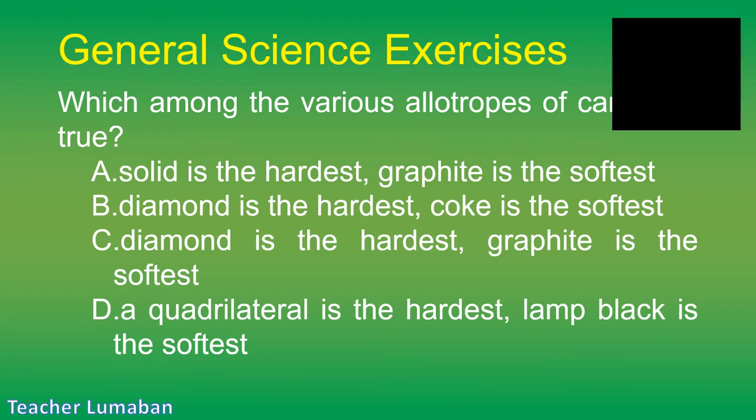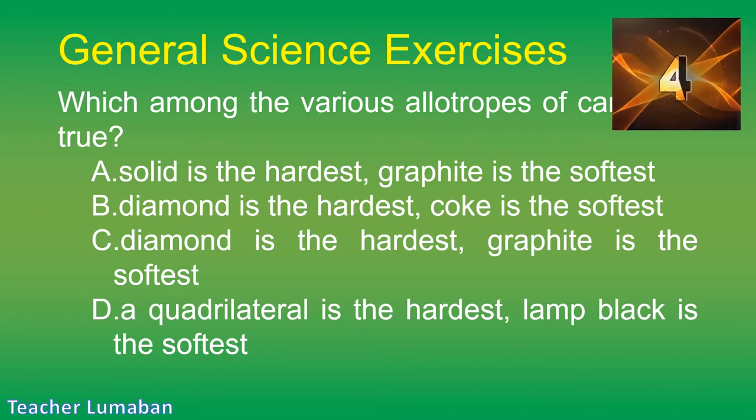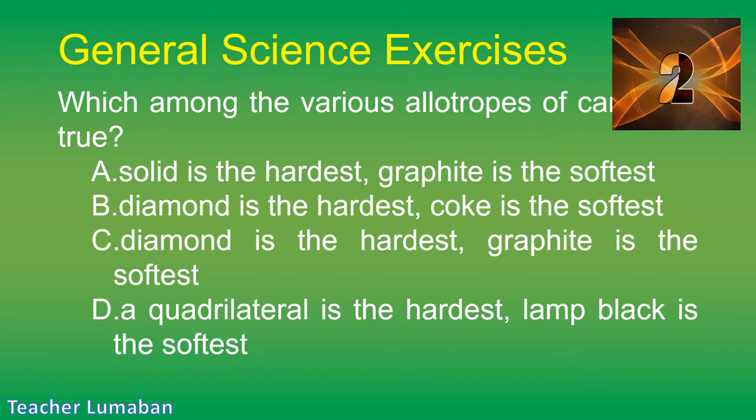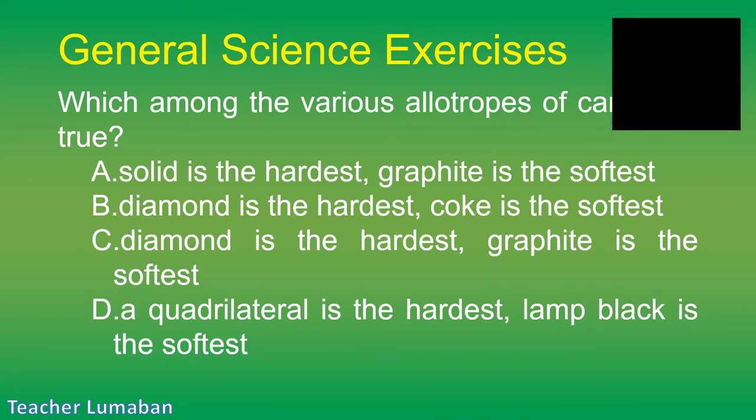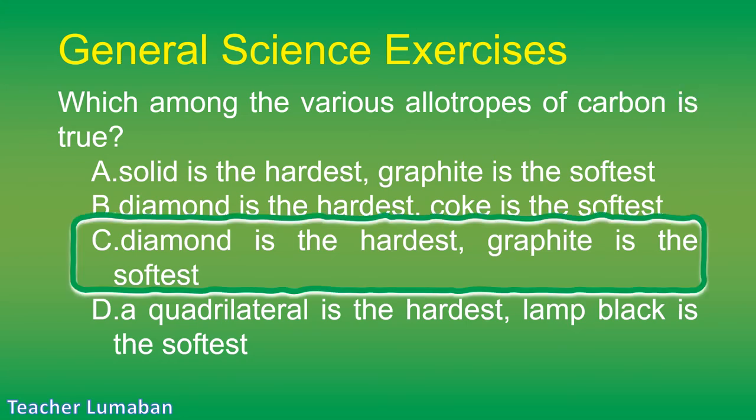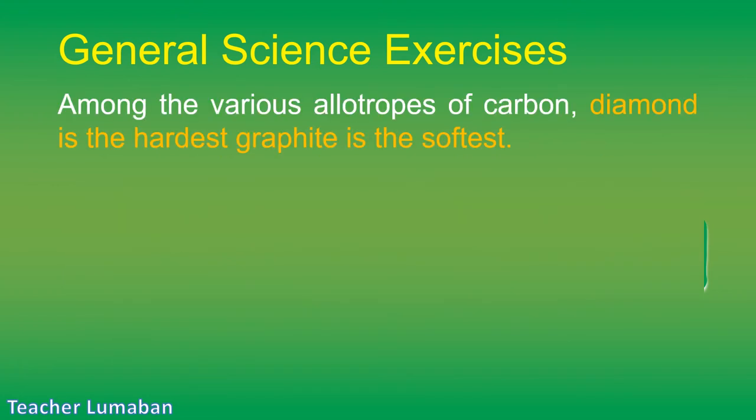Choose the suitable answer to the following choices in 5 seconds. 5, 4, 3, 2, 1. The correct answer is letter C. Diamond is the hardest, graphite is the softest. Among the various allotropes of carbon, diamond is the hardest, graphite is the softest.